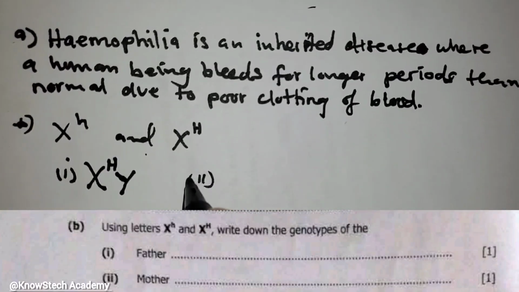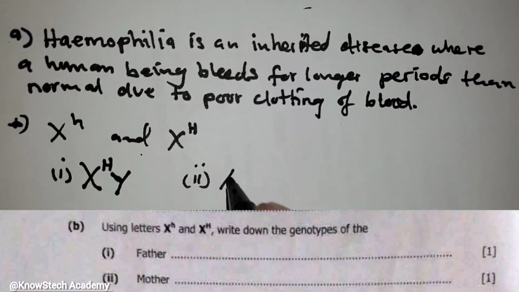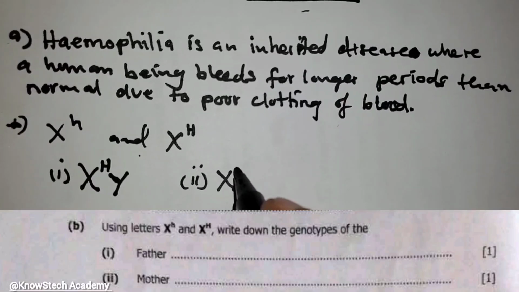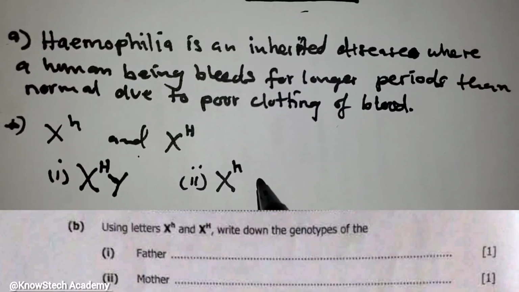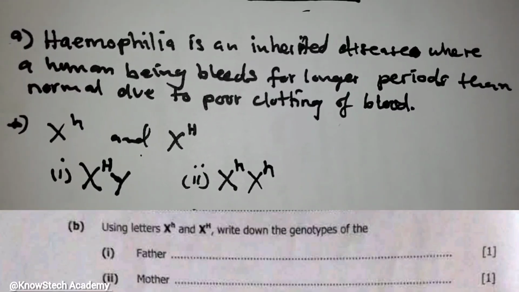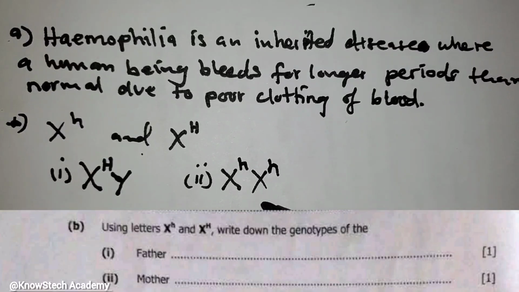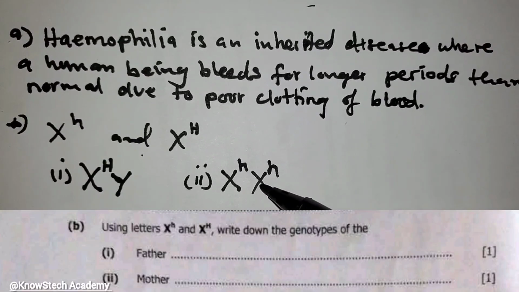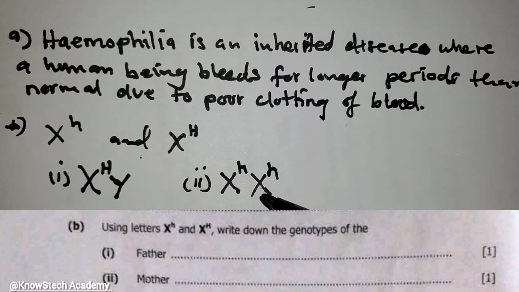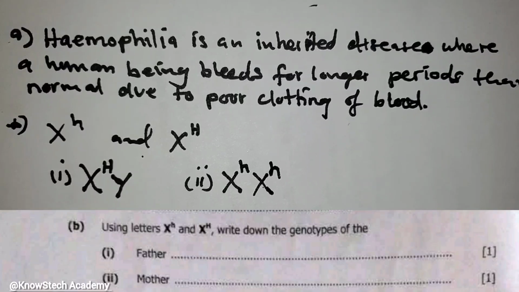All right, then the genotype of the mother was hemophilic, meaning she was affected. So both of her chromosomes were recessive, like this. So this is the answer. This is the genotype of the mother, because the mother was hemophilic. And this is for the father, who was normal.